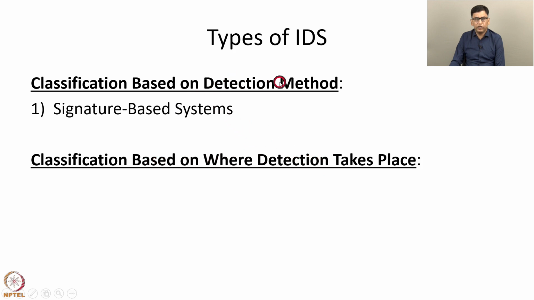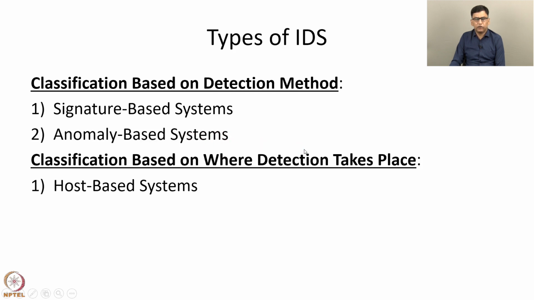The classification based on detection method is as follows. The IDSs are divided into two types. One is signature based systems and another is anomaly based systems. And the classification based on where detection takes place classifies IDSs into host based systems and network based systems. Let us discuss these four types of IDSs: signature based systems, anomaly based systems, host based systems, and network based systems. So we start with signature based IDSs.